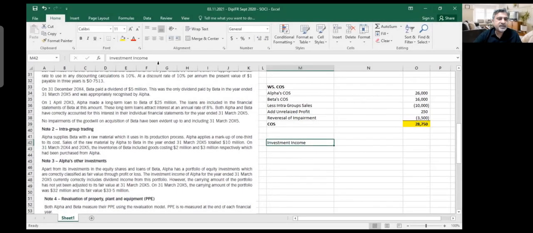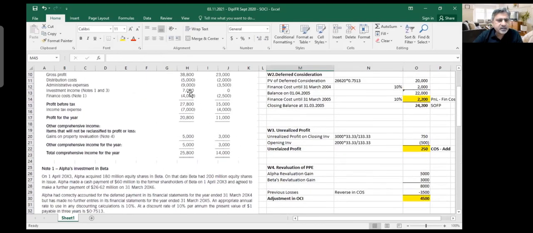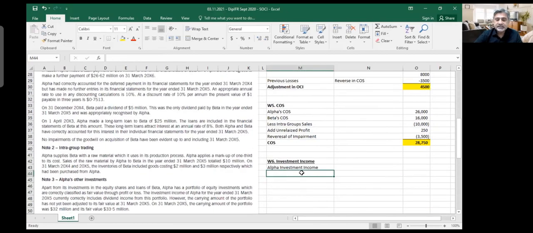And investment income we should take as working number 6. Working number 6. So Alpha's investment income. Then we have got Beta's investment income. How much is that? I think 5 and 3, if I'm not mistaken. No, that was only 7. No, only Alpha. There's no Beta. So that was 7 million.